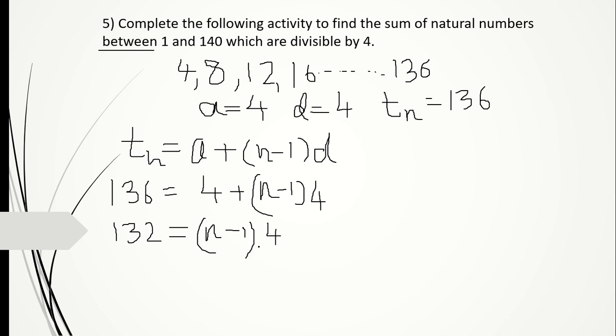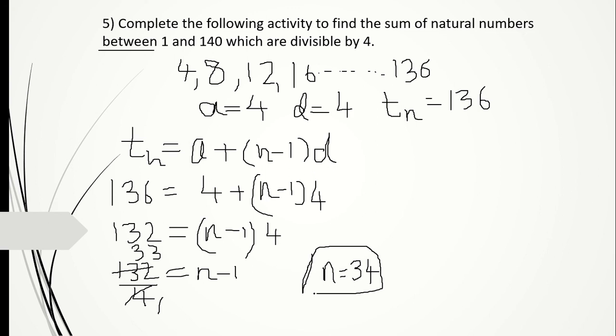Now bring that 4 down, it will become division, because that's multiplied over there. So this is 132 divided by 4. I will get 4 3s are 12, 33. 33 plus 1 is 34. So I get n is equal to 34.